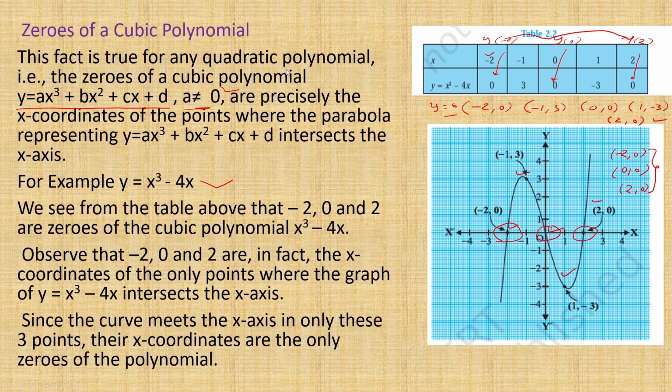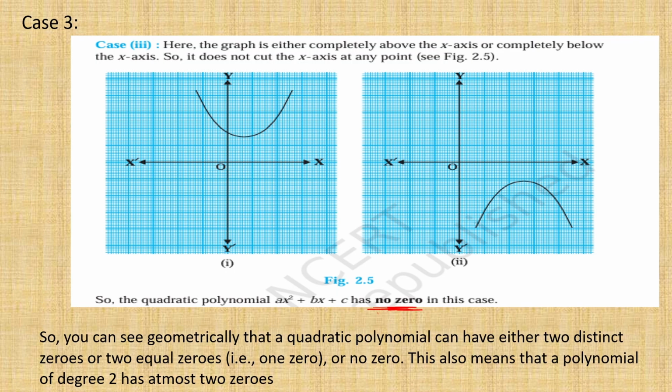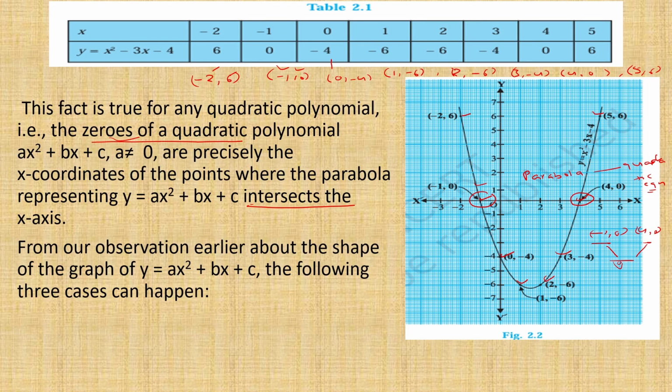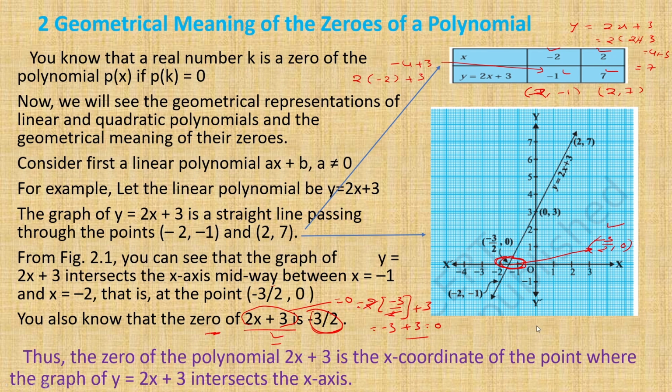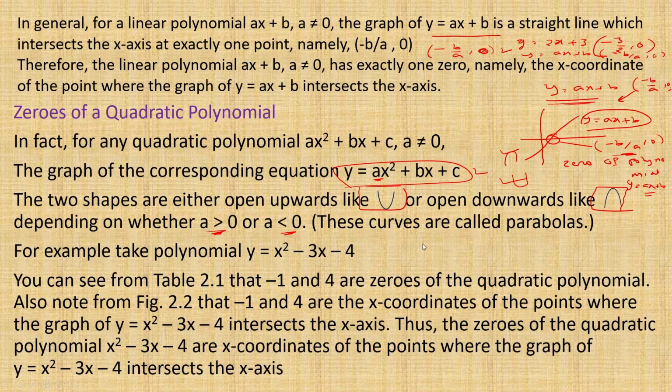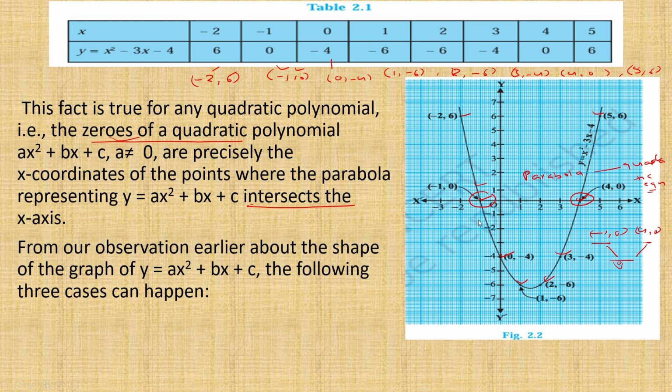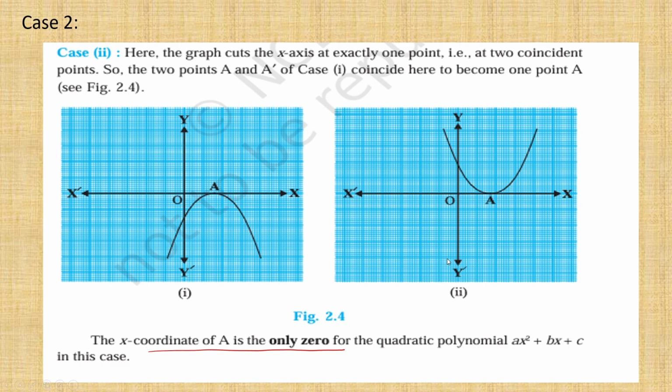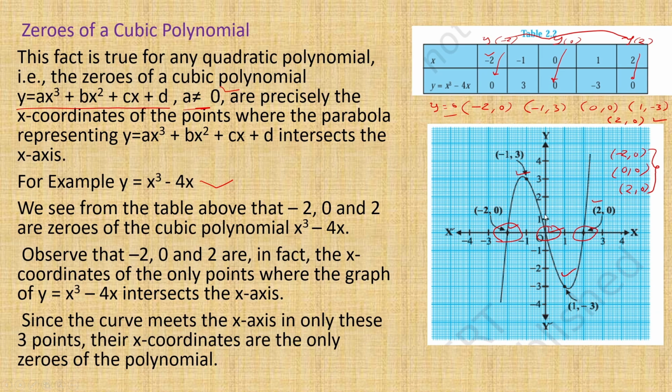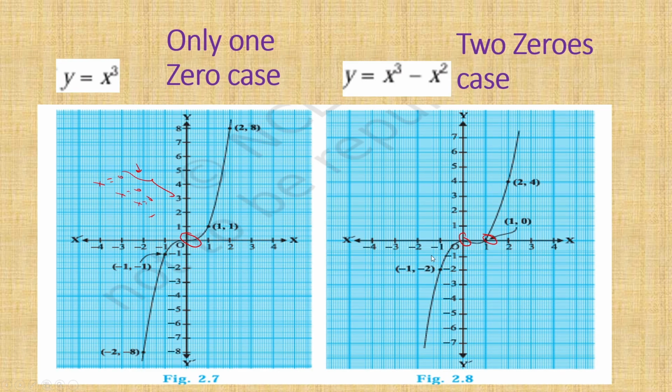So from the three expressions, for a linear polynomial we got only 1 zero. For quadratic polynomials we have at most 2 zeros. For cubic polynomials we have at most 3 zeros.